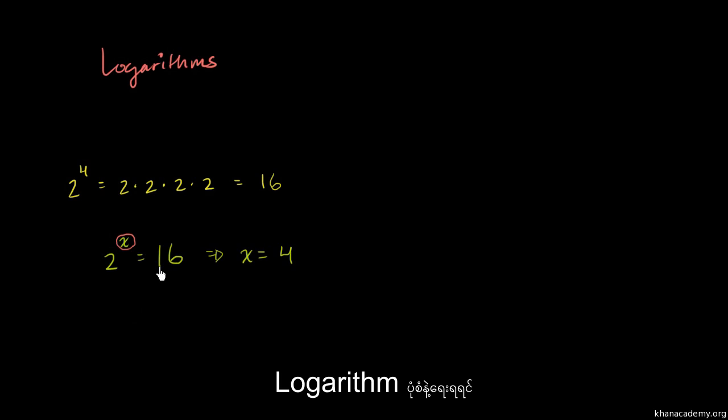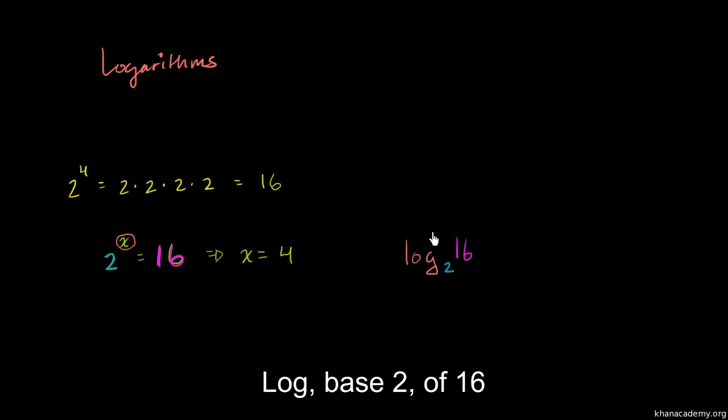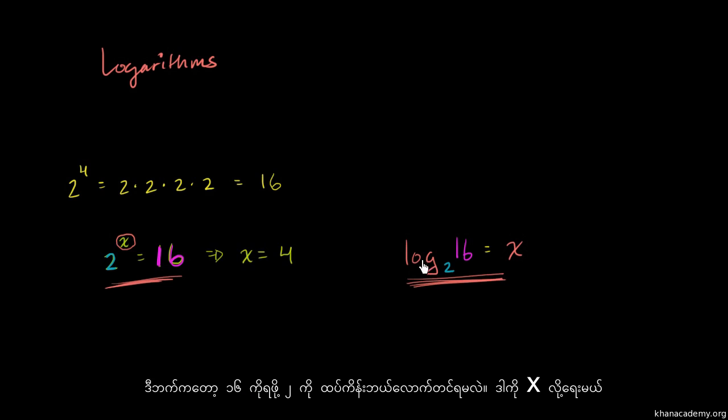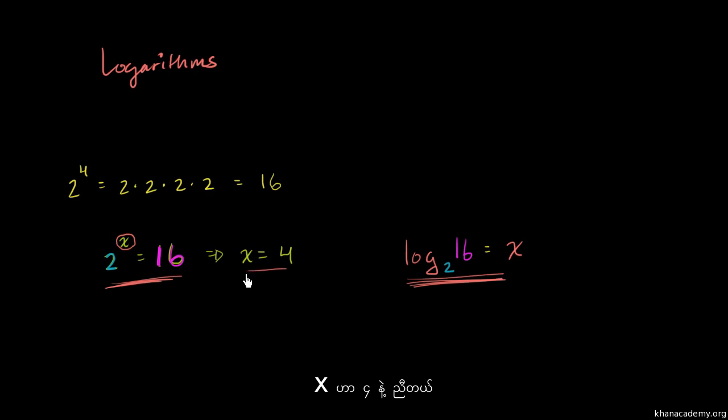Now, the way that we would denote this with logarithm notation is we would say log base 2 of 16 is equal to x. This and this are completely equivalent statements. This is saying, if I take 2 to some x power, I get 16. This is saying, what power do I need to raise 2 to get 16? And I'm going to set that to be equal to x. And you would say, well, you got to raise it to the 4th power. Once again, x is equal to 4.